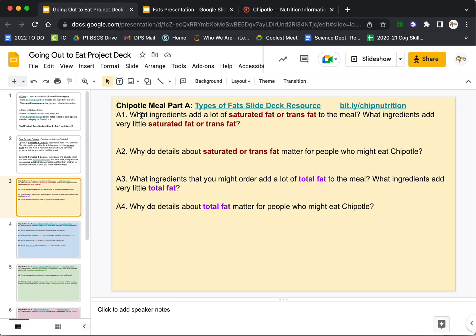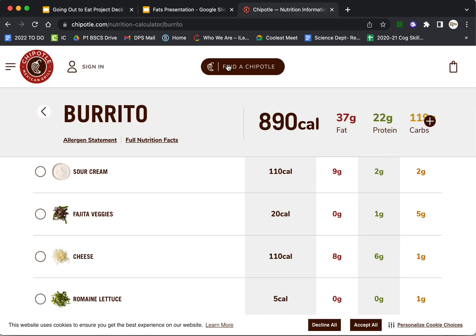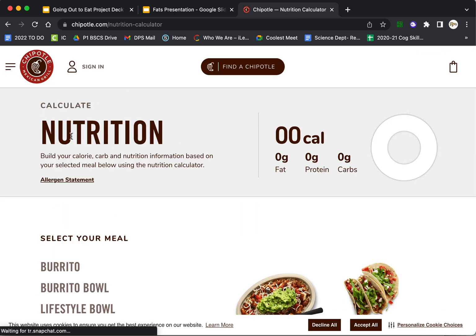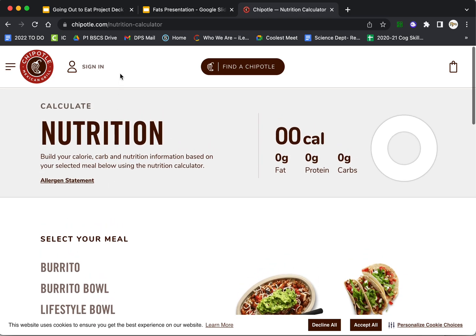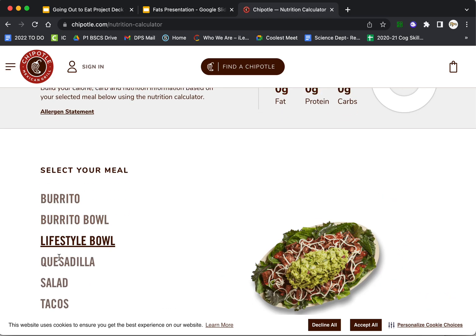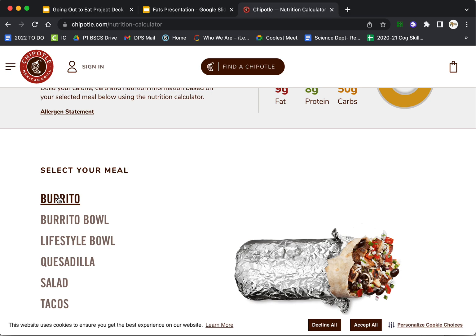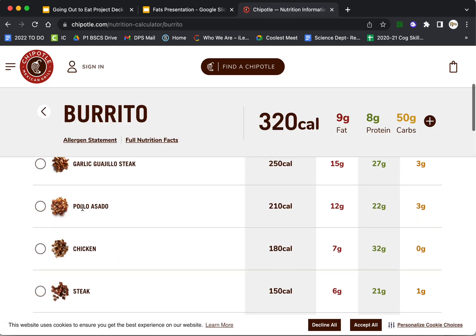This question says, what ingredients add a lot of saturated fat or trans fat? What ingredients add very little? And this other question is very similar: what ingredients might add a lot of total fat or very little total fat? So we'll click on this link and we'll go over to the Chipotle website, which should take you to this nutrition calculator. And you can choose whichever one you think you might want, like a burrito, for example.